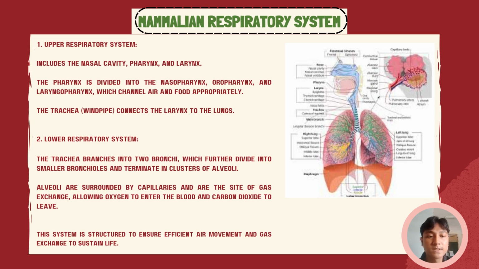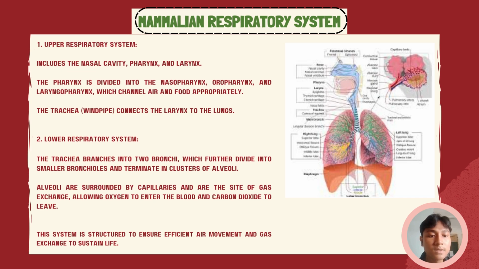Mammalian respiratory system. First, upper respiratory system, which includes the nasal cavity, pharynx, and larynx. The pharynx is divided into the nasopharynx, oropharynx, and laryngopharynx, which channel air and food appropriately. The trachea connects the larynx to the lungs.